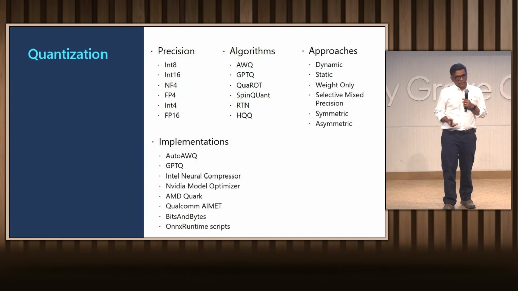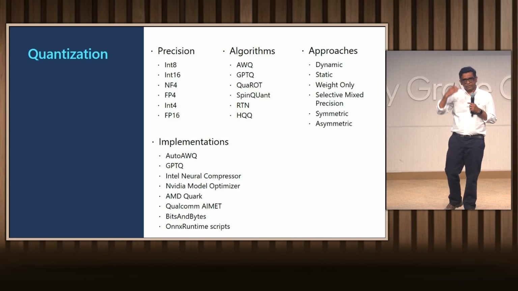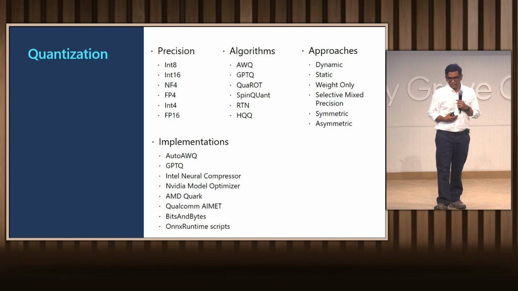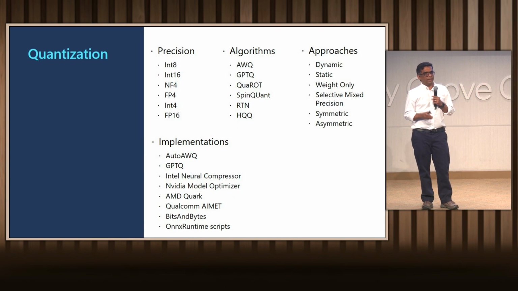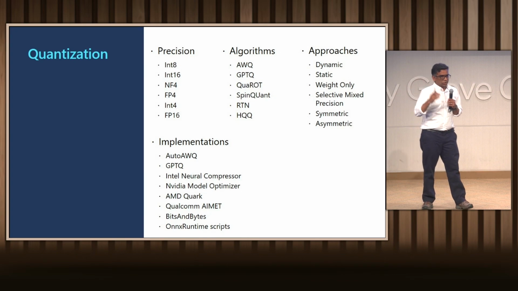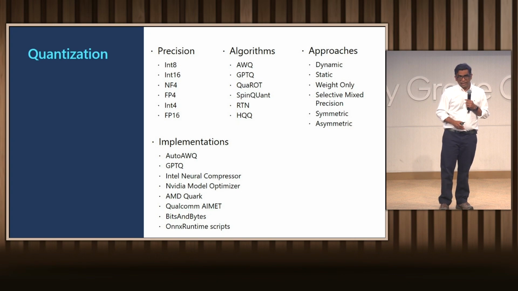And the big thing is quantization, and there are many precisions when we talk about quantization: int8, int16, and NF4, and I know that this is not the entire list of precisions out there. And then there are different algorithms: AWQ, GPTQ, Quarot, SpinQuant, HQQ, and there are many more. This area is under heavy development and research, so we'll see more and more algorithms.